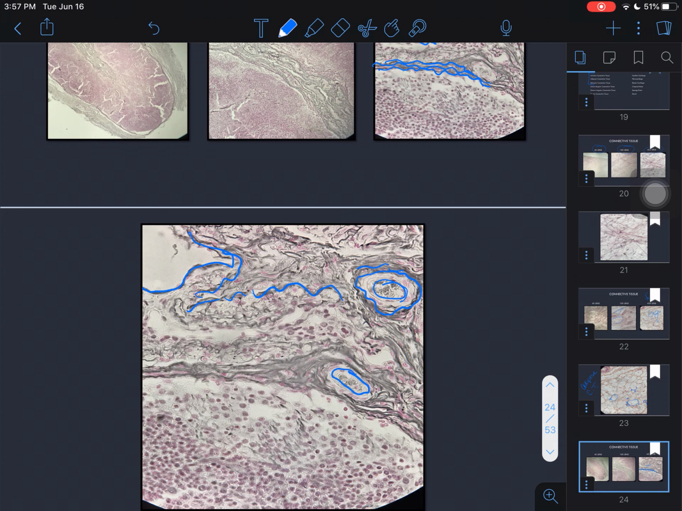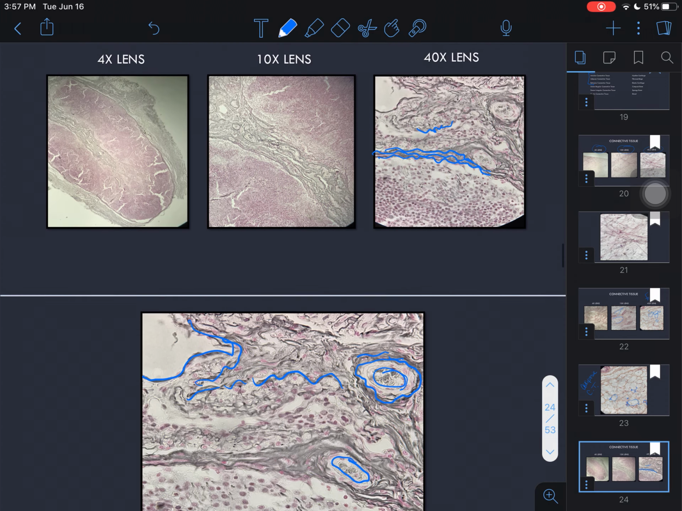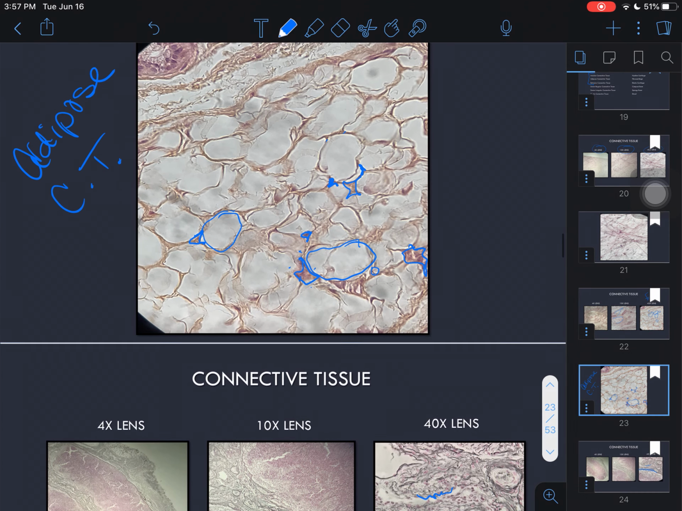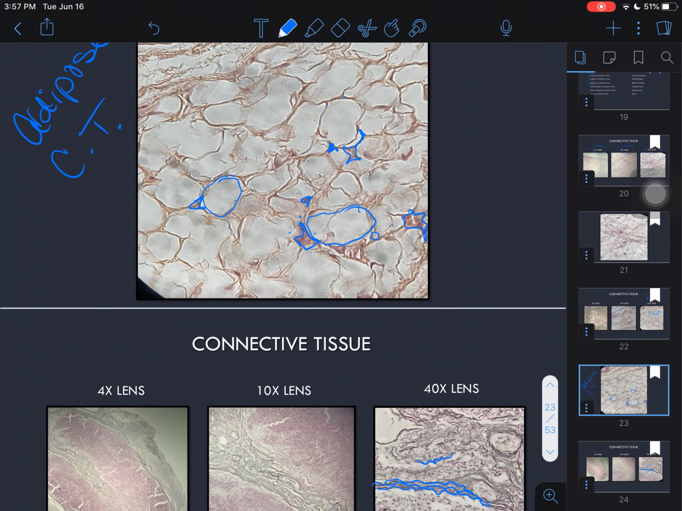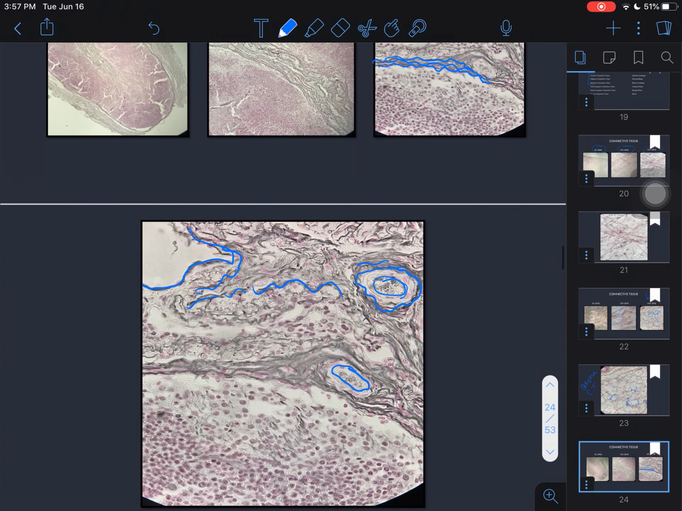Notice I haven't said apical or basal layer, right? And that's because when we start talking about connective tissues, they connect to the epithelium, and epithelium has the apical and basal layers because they face the outside of something. These do not.